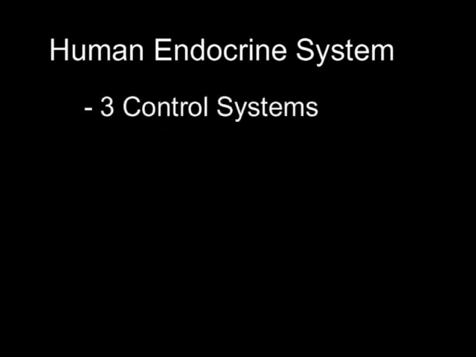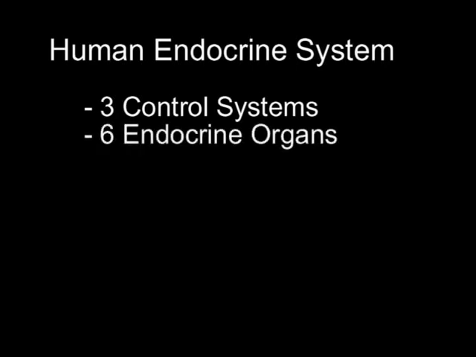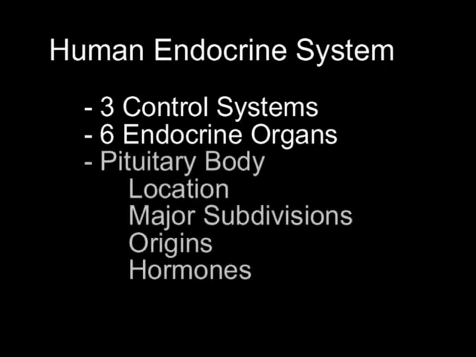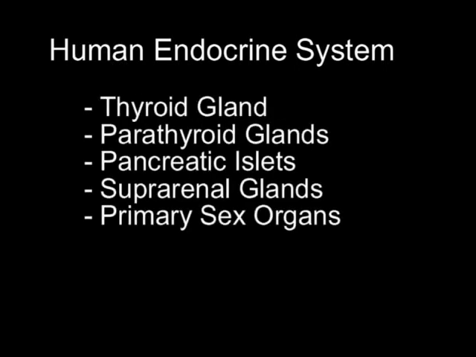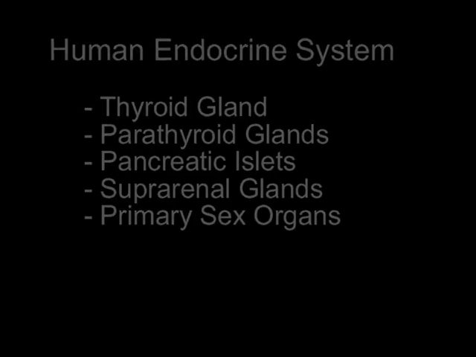Next, I'd like you to be able to briefly describe 3 different control systems of the human body. Be able to briefly describe the endocrine system and name 6 better-known endocrine organs. Next, describe the pituitary body, including its location, its major subdivisions, and the origins and hormones of each subdivision. Finally, I'd like you to be able to describe the location, structure, and hormones for each of the following: the thyroid gland, the parathyroid glands, the pancreatic islets, the suprarenal glands. Name the primary sex organs and the sex hormones for each gender.